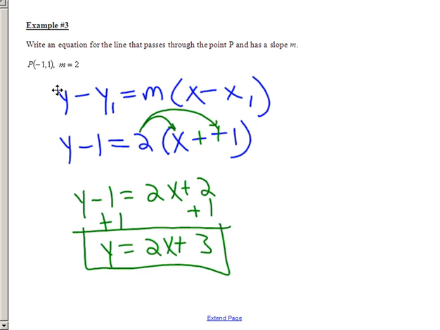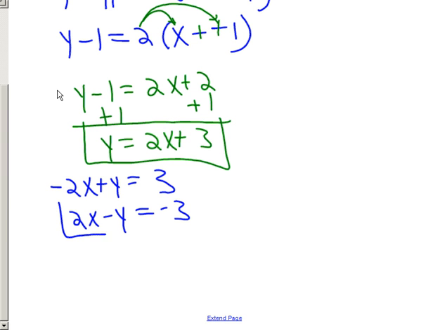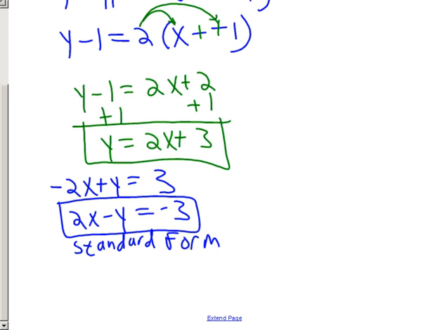If it asks for it in general form or standard form, in this case, we would simply subtract the 2x to the other side. If we subtract the 2x to the other side, we get negative 2x plus y equals 3. Clear out the negative sign, and we get 2x minus y equals negative 3. This is actually called standard form. To write it in general form, we simply need to add the negative 3 to the other side. So if we wrote it as 2x minus y plus 3 equals 0, this would be general form.